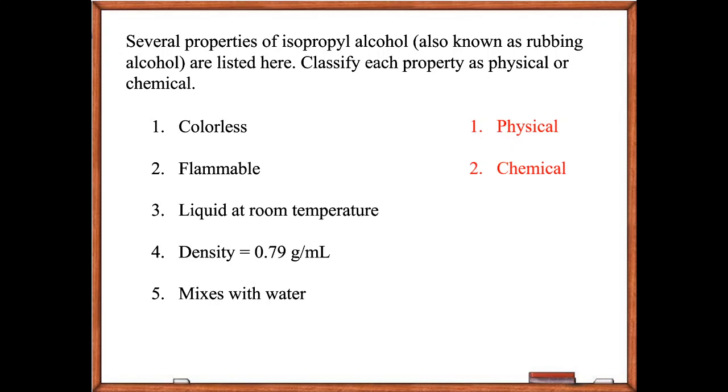Next, it's a liquid at room temperature. How could I observe this? I could just take a sample of isopropanol, let it sit at room temperature, and observe what state it was in. I don't actually have to do anything to it, therefore it's physical. I could measure the temperature if I wanted to, but that doesn't change the composition of the matter. The next one, the density is 0.79 grams per milliliter.